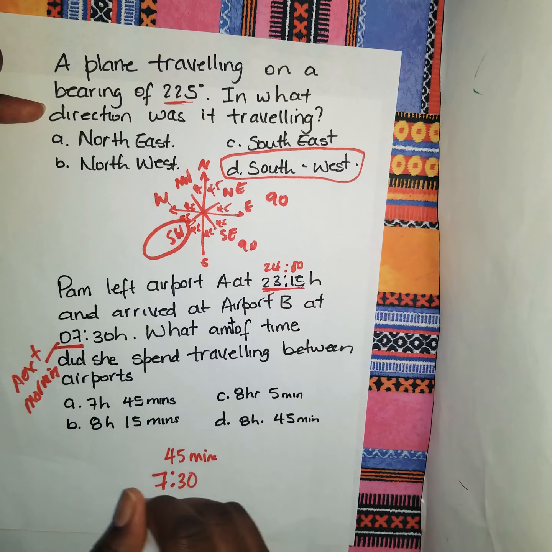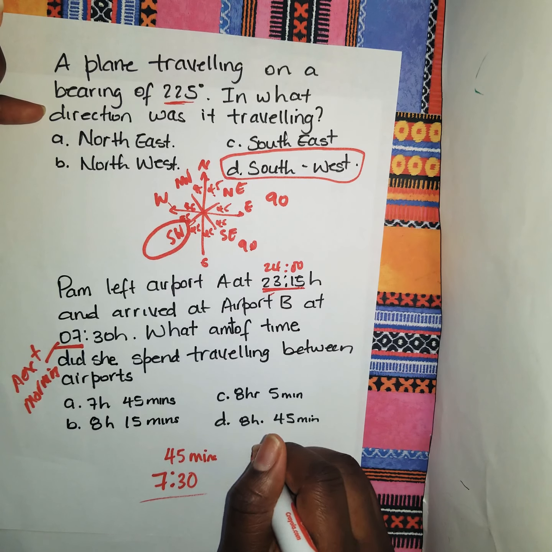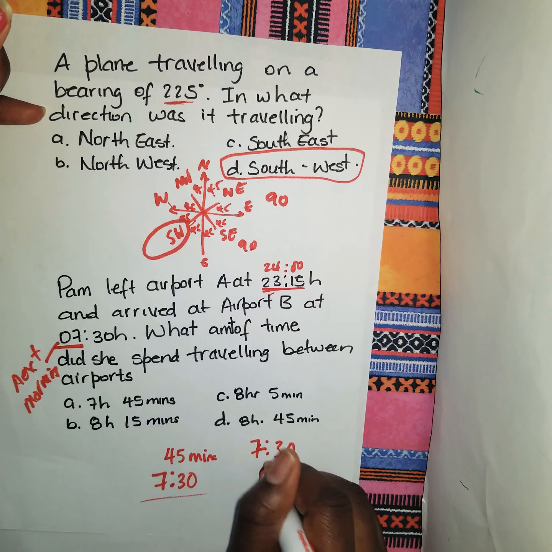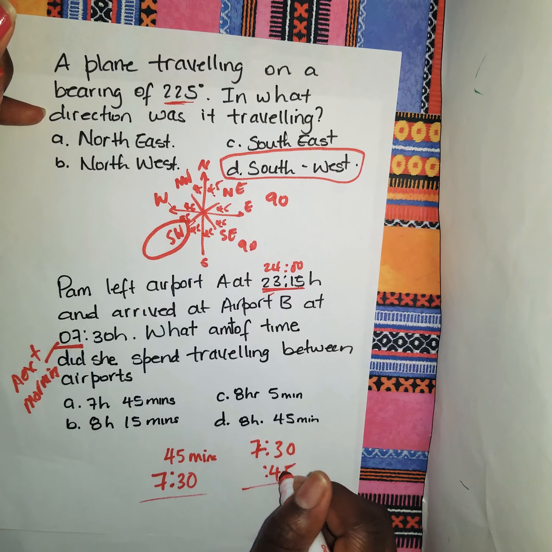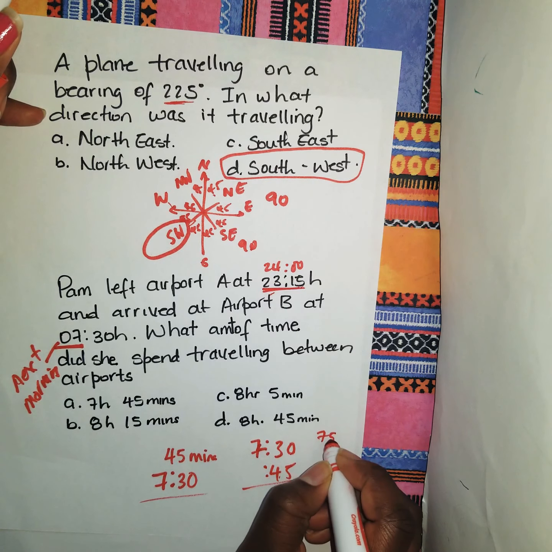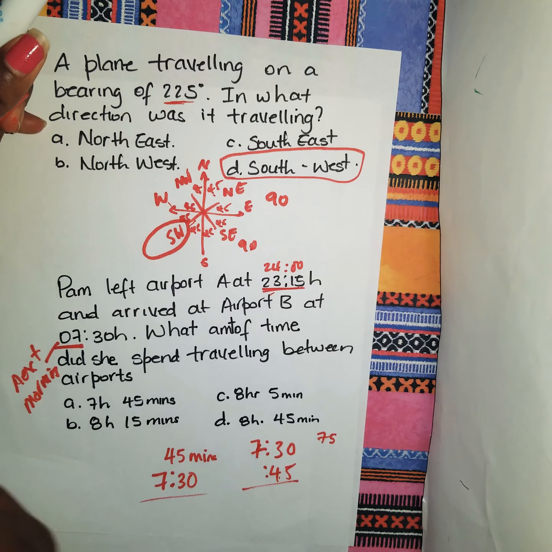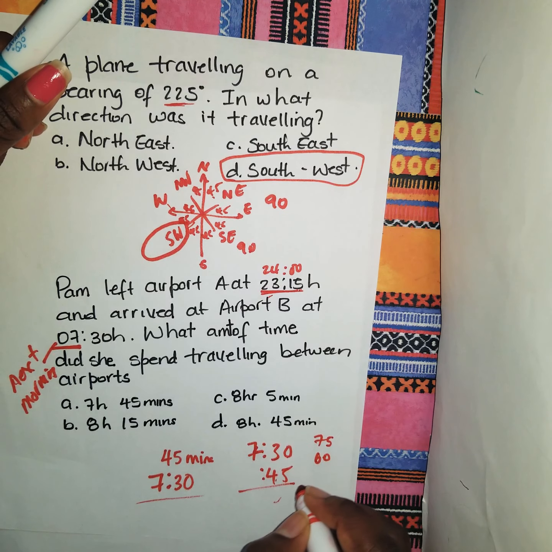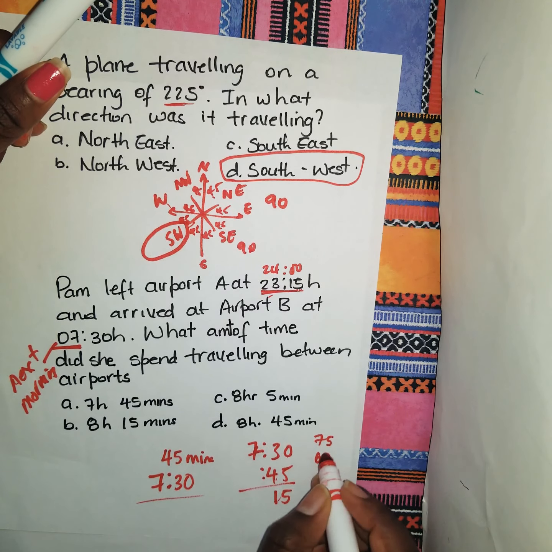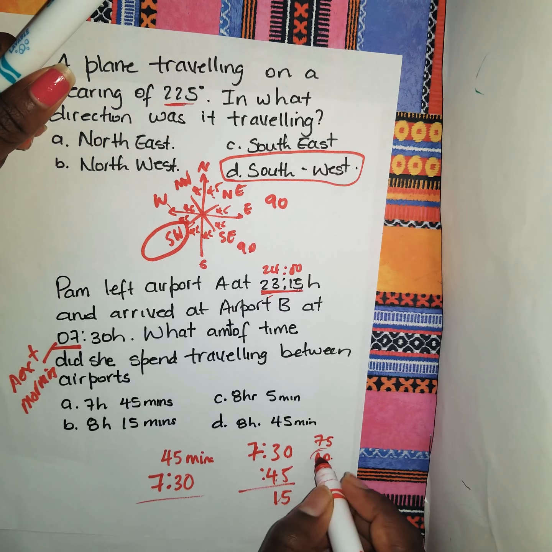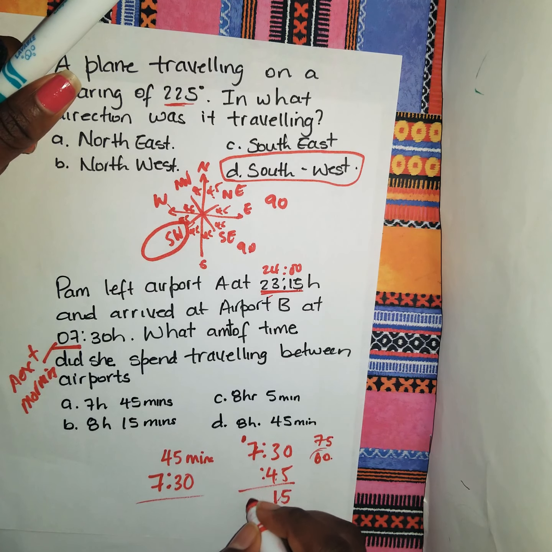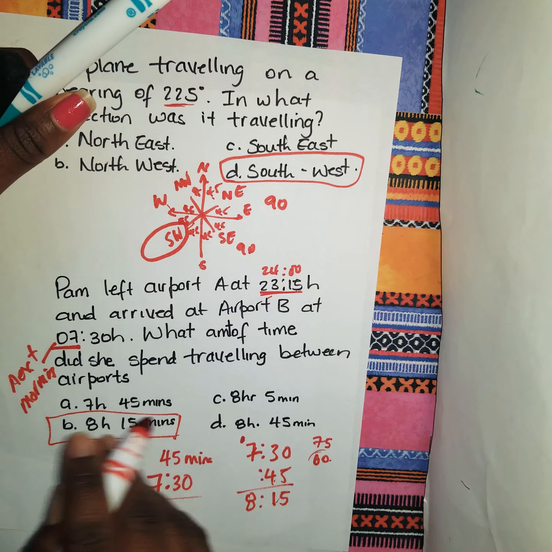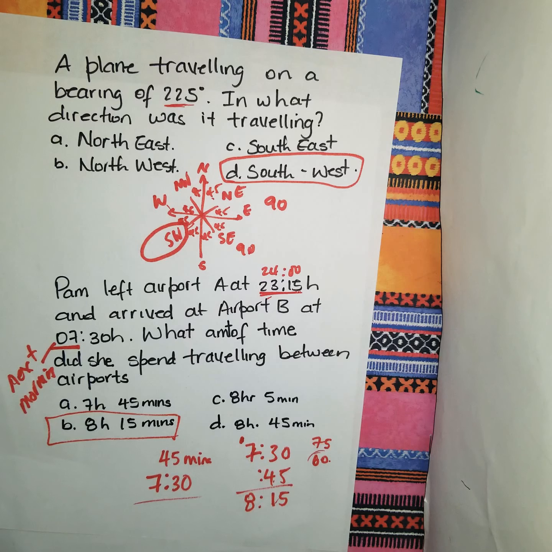You can go ahead and add this. Let me line them up. So it's 7:30 and 45 minutes. 30 plus 45 is equal to 75. We know that there's 60 minutes to make an hour, so we can't put 75 here. We're going to be subtracting 60 from that, and we're going to be left with 15. The 60 you convert to 1 hour and bring it over to the hour side. So it's going to be 8 hours and 15 minutes she took to travel from point A to point B.